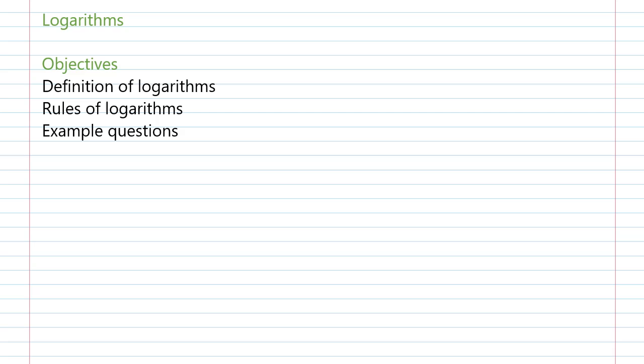Starting with the definition of logarithms, so we can now ask the question, what is a logarithm? A logarithm is simply a mathematical operation that helps us to determine how many times a number should be multiplied by itself to get a certain result. For example, how many times should the number 2 be multiplied by itself to get the number 8? What should be your answer? Well, your answer should be 3.